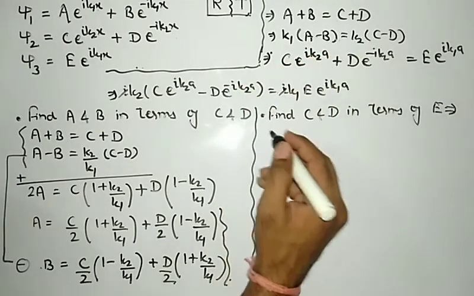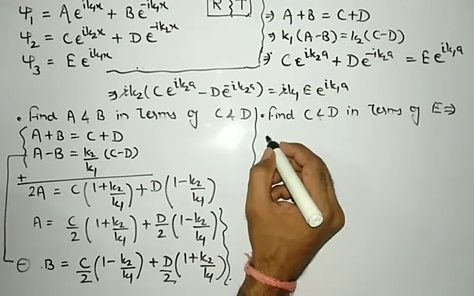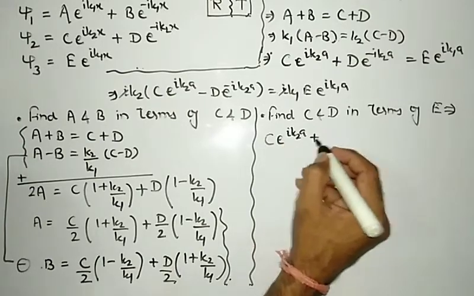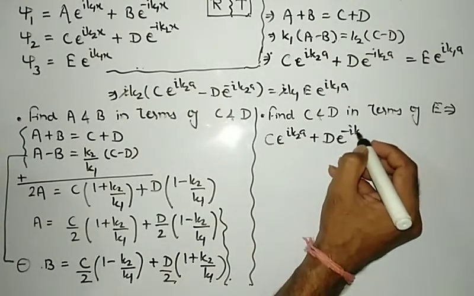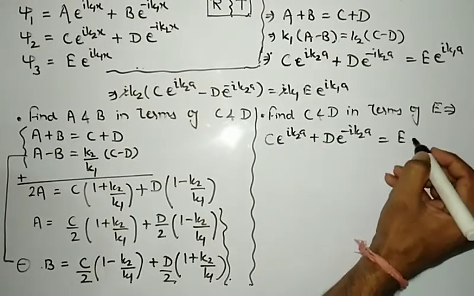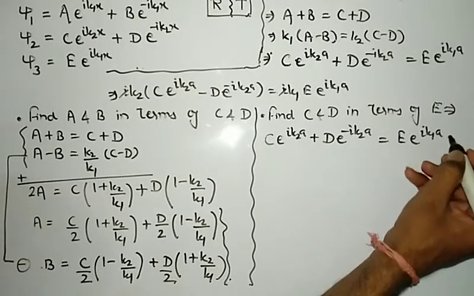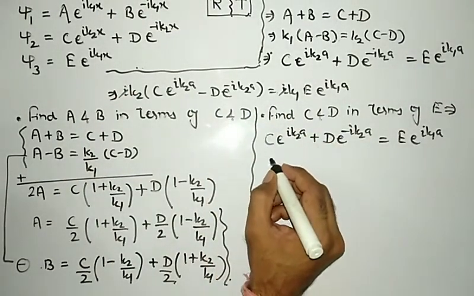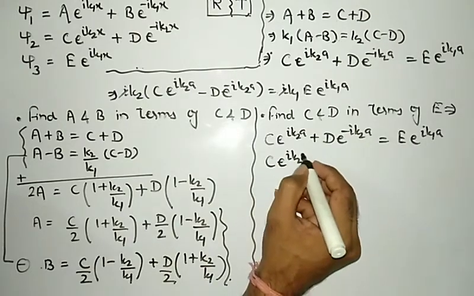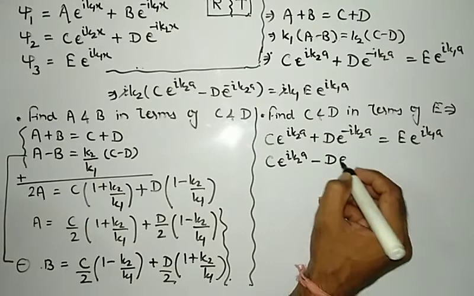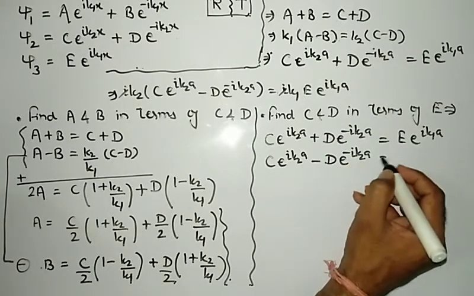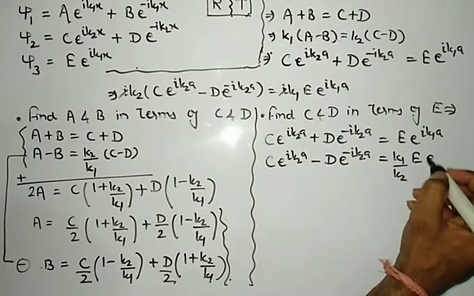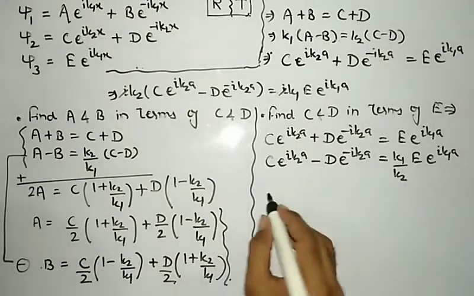So writing two equations again. C e to the power i k2a plus d e to the power minus i k2a is equal to e to the power i k1a, and this is shift k2 to RHS. C e to the power i k2a minus d e to the power minus i k2a is equal to k1 upon k2 e to the power i k1a.